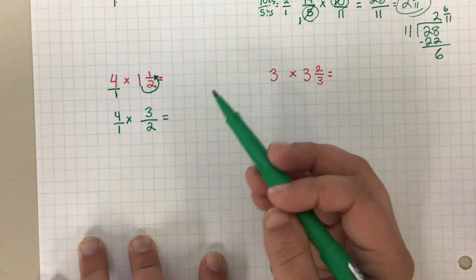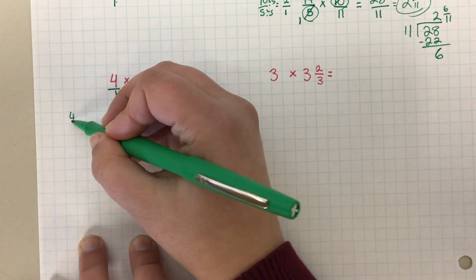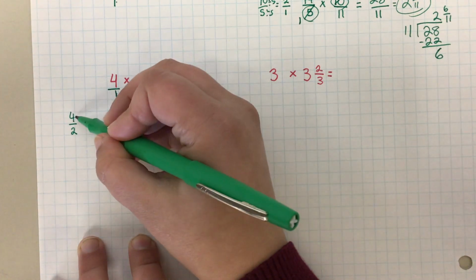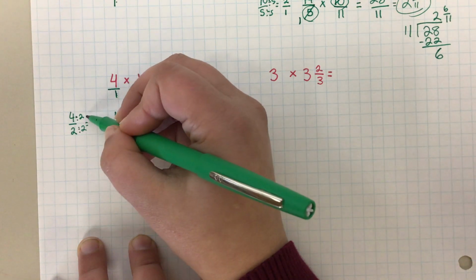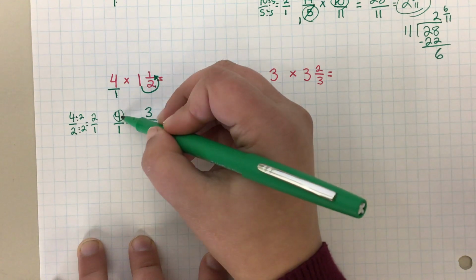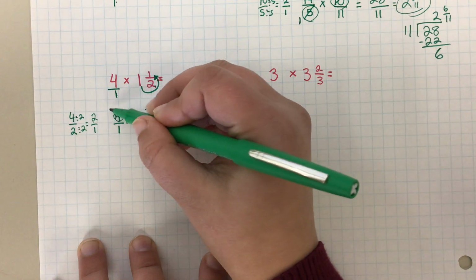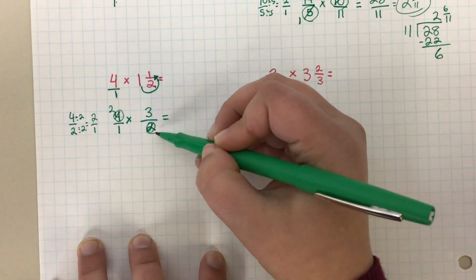Does anything cross reduce? It does. Look, the 4 and the 2. Let's try that out. 2 fits into both of those. So when we reduce that, we get 2 over 1. So my 4, in this case, became a 2. My 2, in this case, became a 1.